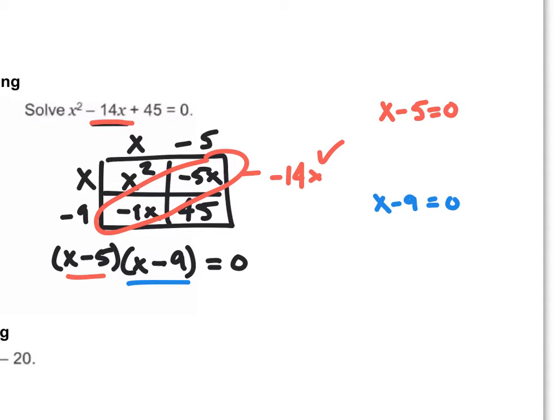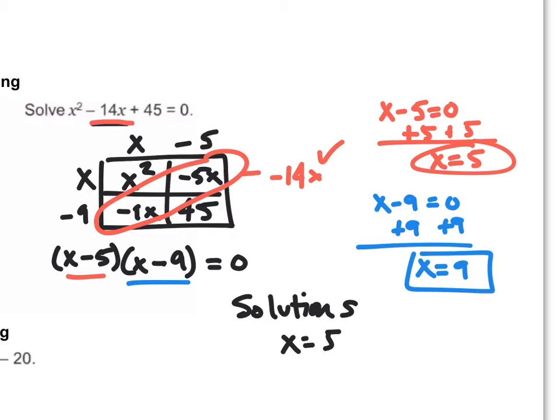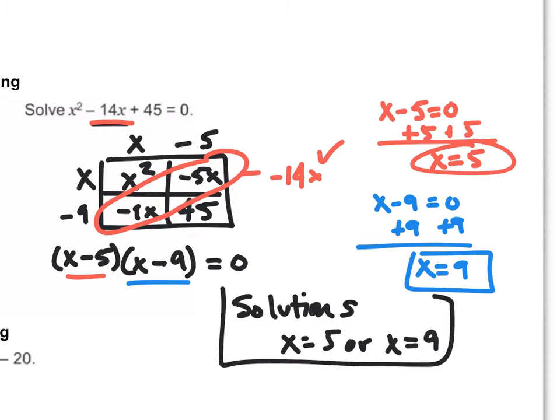Okay, so here I'm going to add 5 to both sides. So I get that x is equal to 5. Okay, that's one of my solutions. The other solution, I'm going to add 9 to both sides, and so then I get x is equal to positive 9. Okay, so my solutions: x equals 5 or x equals 9. Okay, and those are my answers.